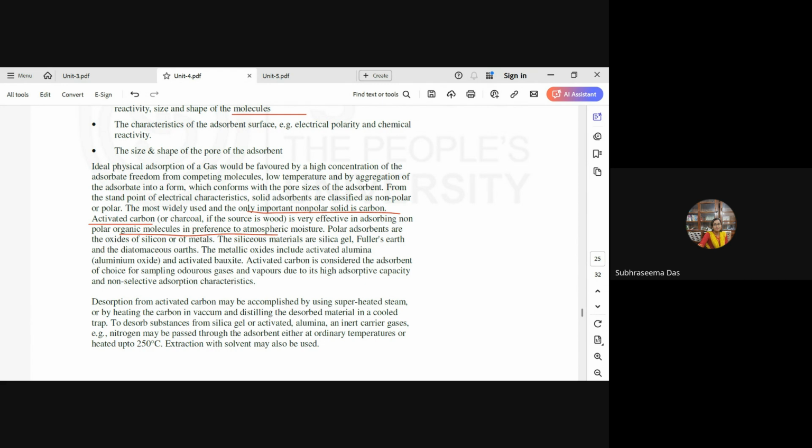Activated carbon is considered the adsorbent of choice for sampling odorless gases because of its high adsorptive capacity and non-selective characteristics, because we know that activated carbon is a highly porous material, and it does not have any adsorptive preferences. Plus, the presence of pores makes activated charcoal a good choice for an adsorbent material.